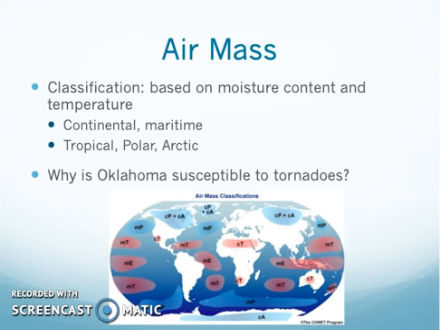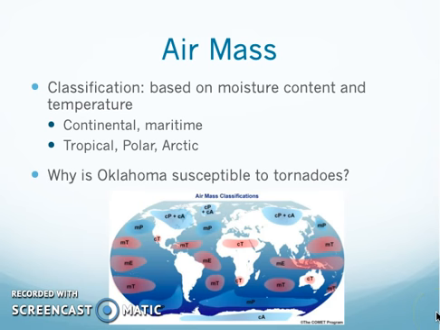So a big T would be signaling tropical. A big P would be signaling polar, and uppercase A will be signaling Arctic. So, lowercase c, uppercase A is continental Arctic, lowercase c, uppercase P is continental polar, lowercase c, uppercase T is continental tropical, lowercase m, uppercase P is maritime polar, lowercase m, uppercase T is maritime tropical.